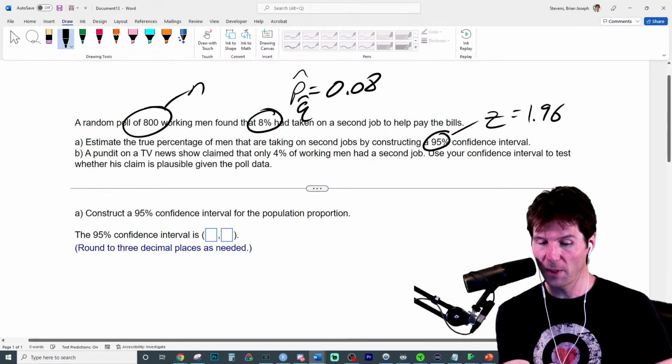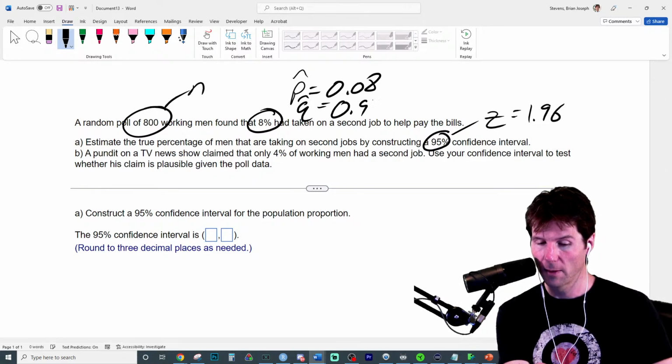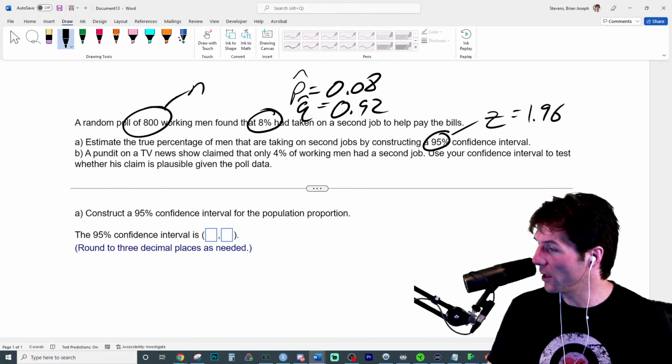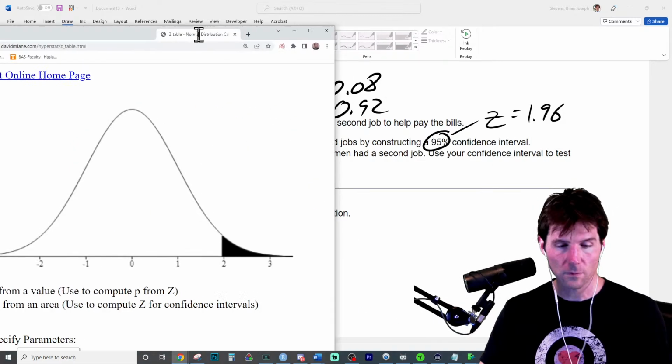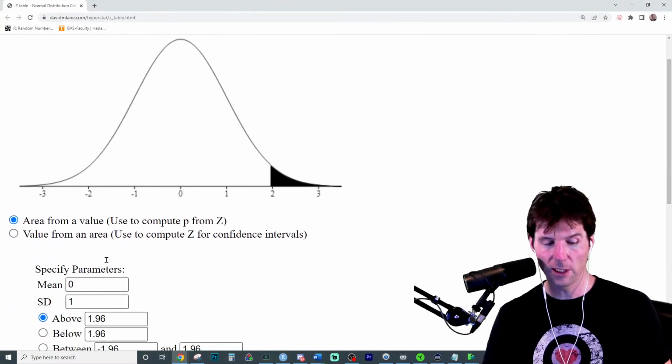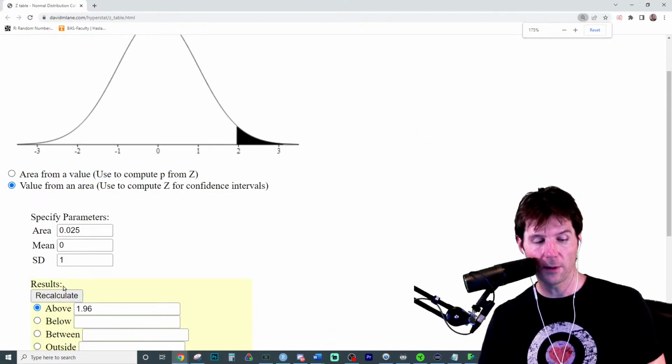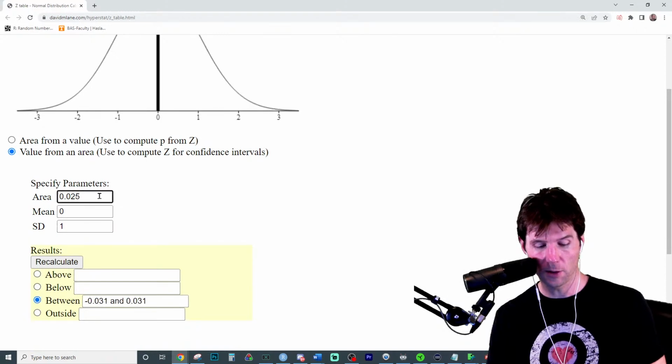Q-hat is the complement of P-hat. Great job, Fran, right there. And Z is 1.96. Fran has told us the rest of the notation. We go to the second button right here, and we go to between, and we enter in 95.